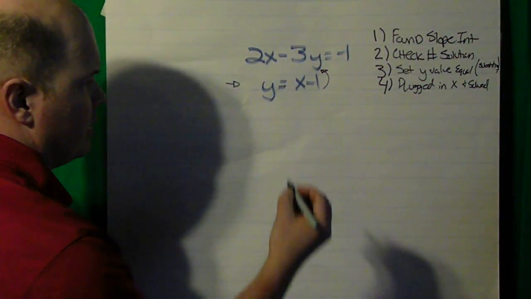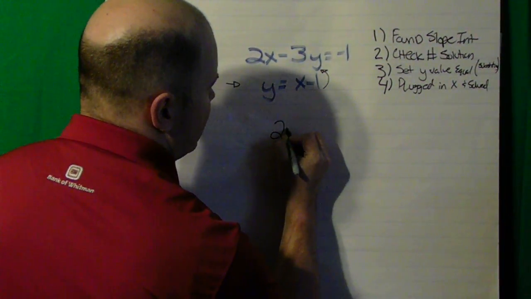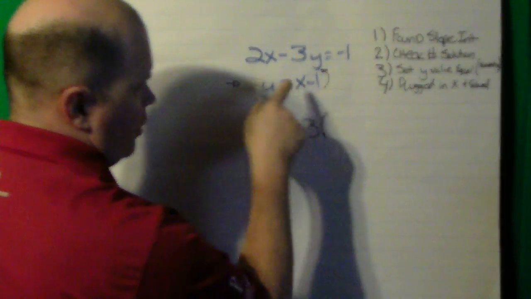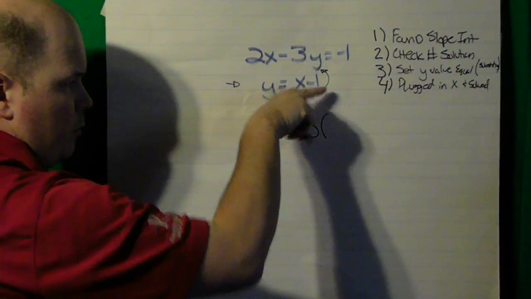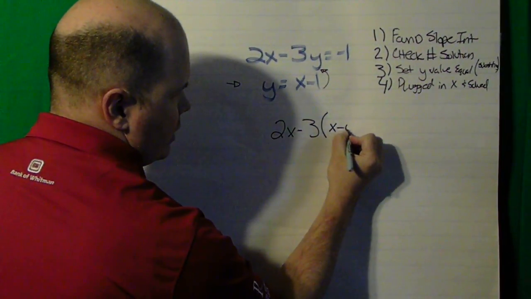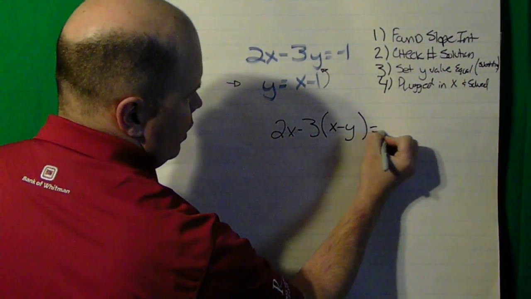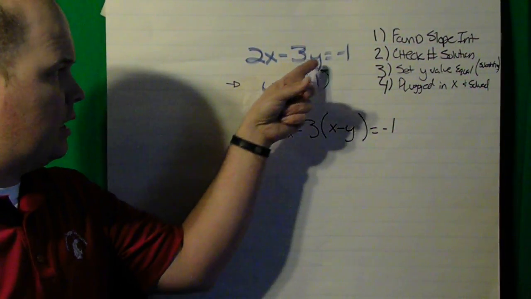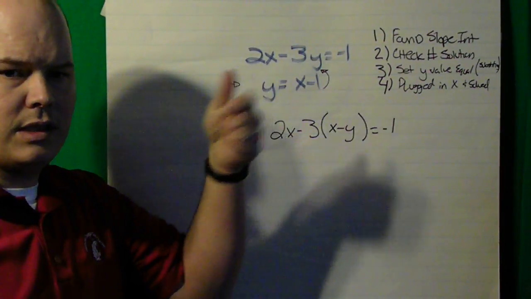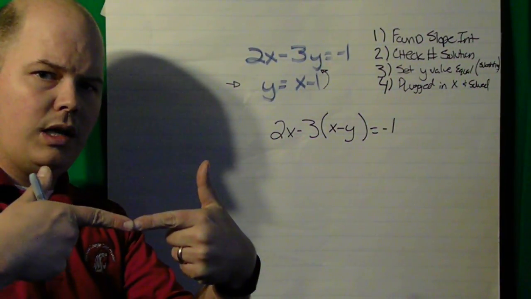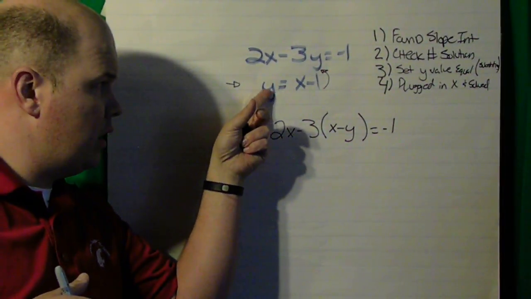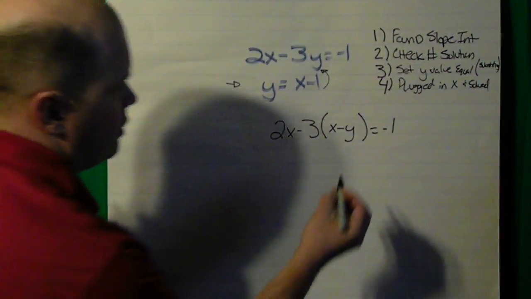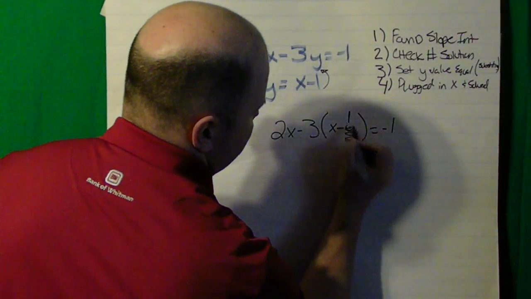And the way that looks is, it looks like this. We're going to go 2x minus 3 parentheses. There's my y. Here I'm just going to plug in x minus y equals -1. So I took this y value and set it equal to that y value. So instead of setting the equations equal to one another, I'm just substituting this y value into that y to get this equation. Whoops. We're going to get rid of that. That's supposed to be a 1.